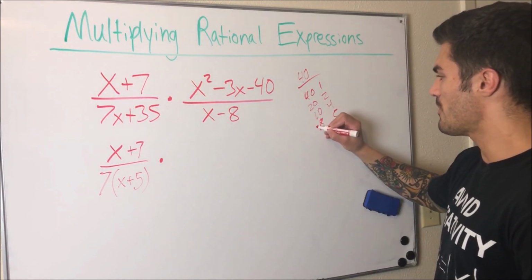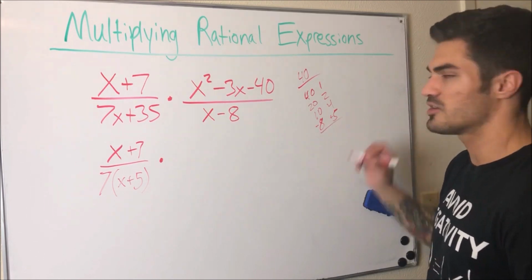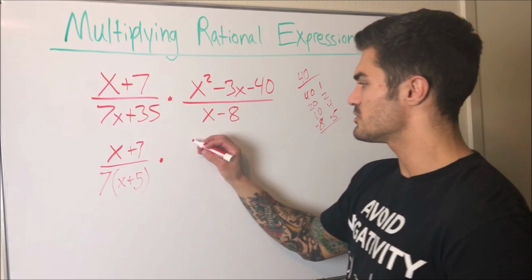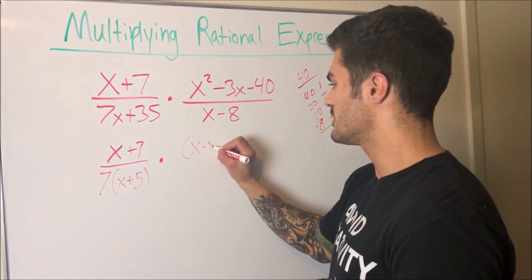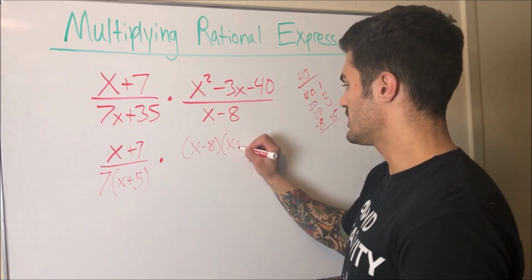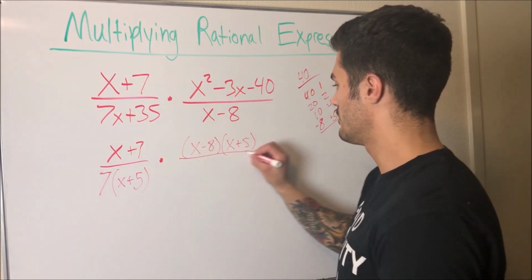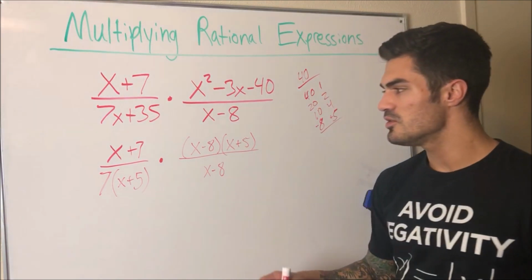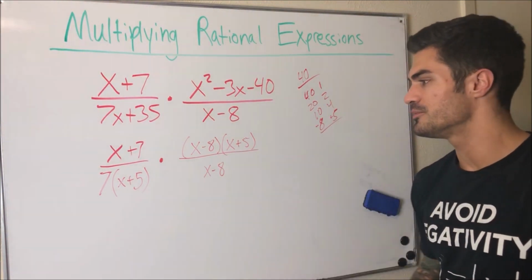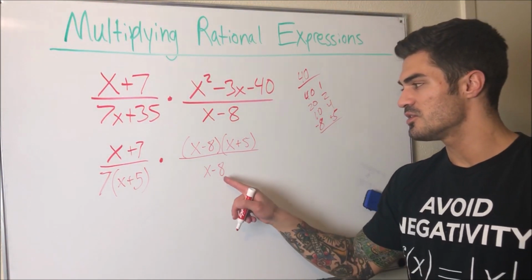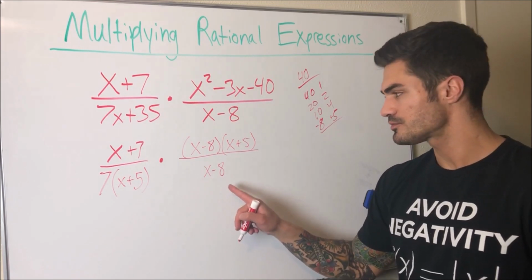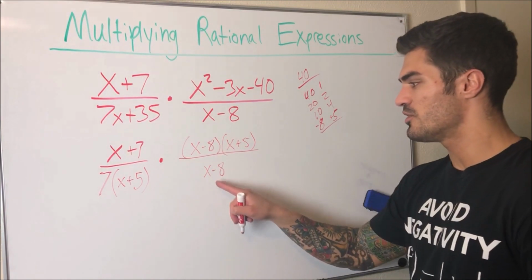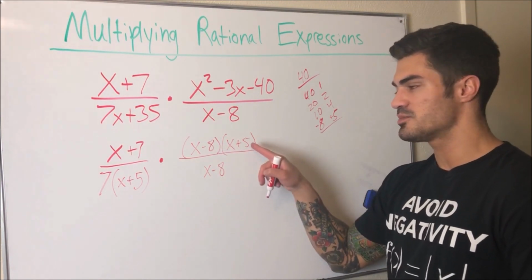So let's see, if I have minus 8 and a plus 5, these are going to be my magic numbers, right? So minus 8 plus 5, so that's what's going to be in my parentheses here, x minus 8 times x plus 5 over x minus 8. And now what I can do is I can go ahead and multiply across if I want. Another thing I could do is I can notice that I can already cancel something, because this is the same as saying x minus 8 over x minus 8 times x plus 5 over 1.